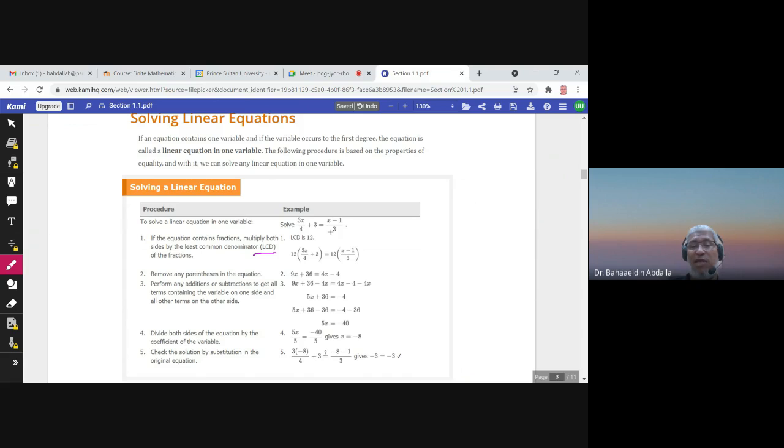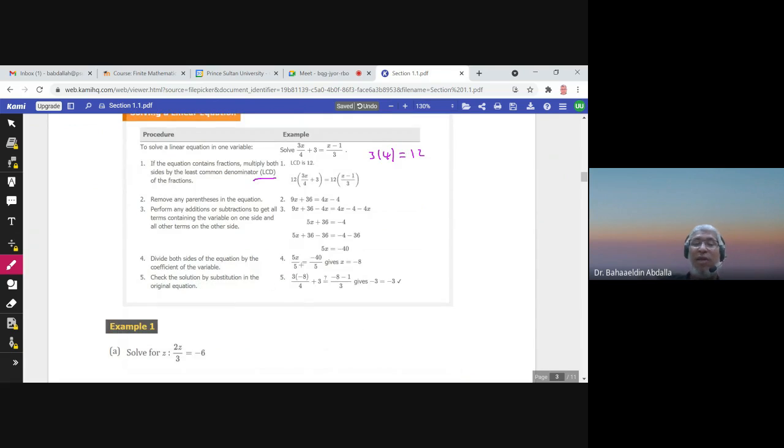If the denominators, like here 3 and 4, have no numbers in common, no common factors, the LCD would be their product, their multiplication, 3 times 4. So 3 times 4 is 12, so that's the LCD. Now what should you do? You multiply both sides of the equation by the LCD, which is 12.